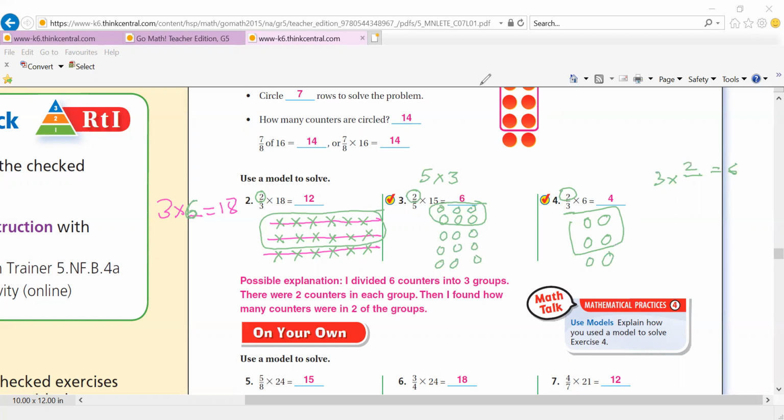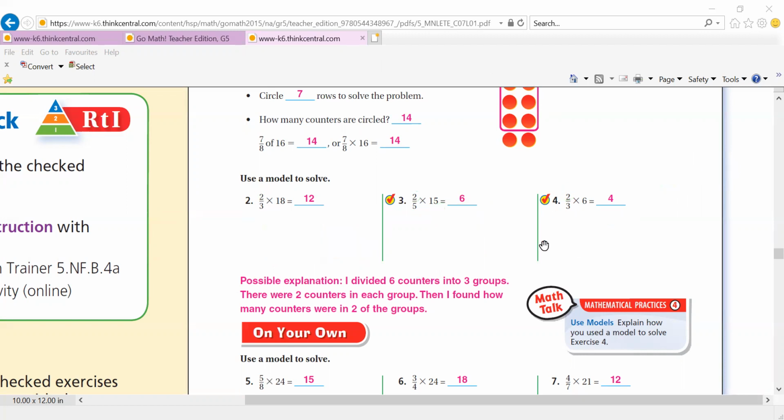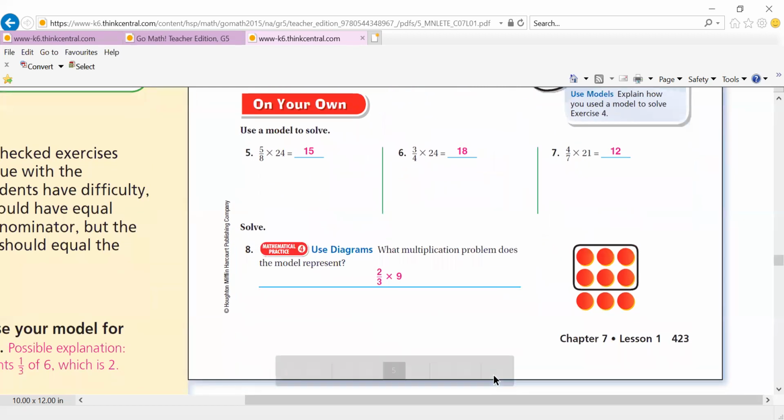Did you get it? Shall I erase? Yes. Yes. Let us come here.